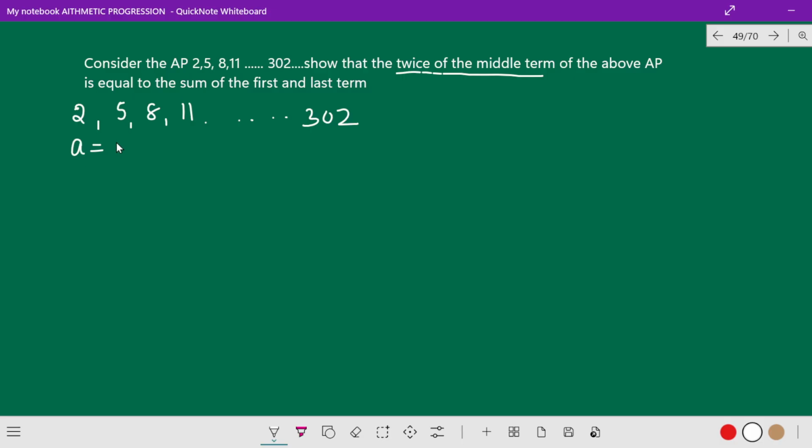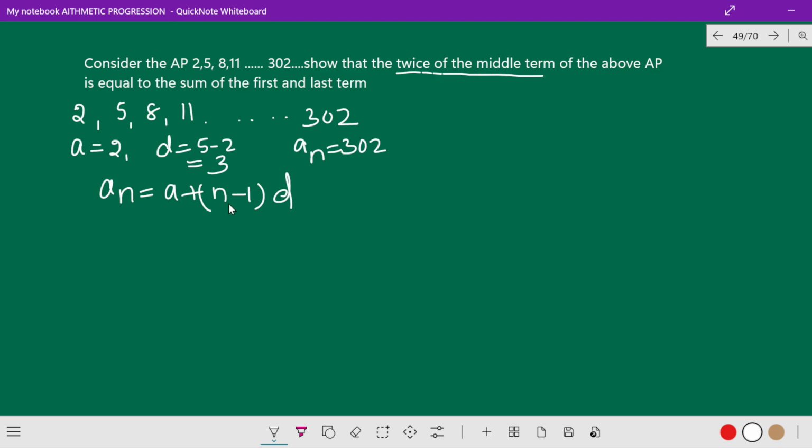So previously we have done this. A is equal to 2, D is equal to 5 minus 2, that is equal to 3, AN is equal to 302. So AN is equal to A plus N minus 1 into D.